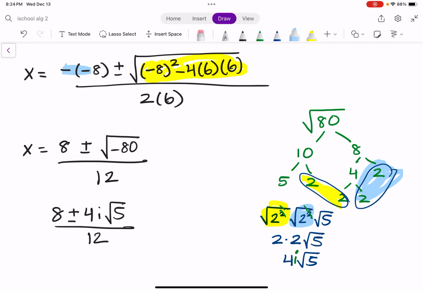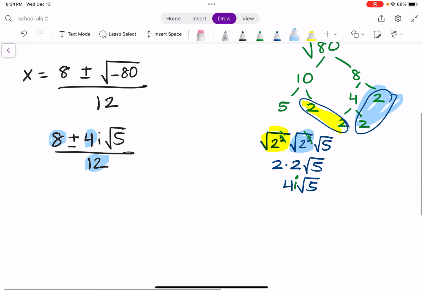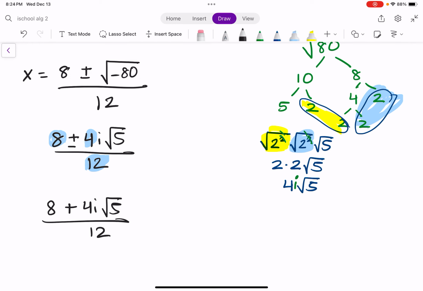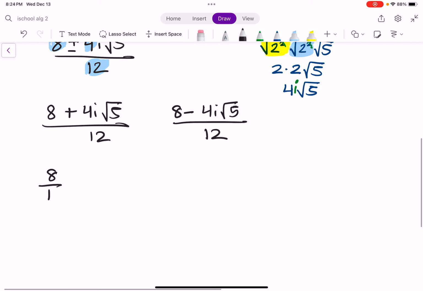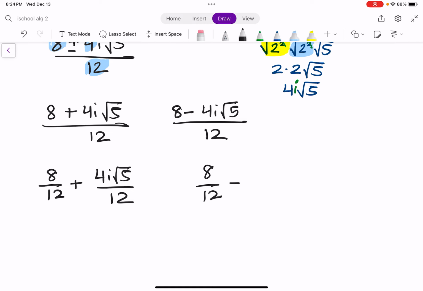Now I'm asking myself, okay, what does 8, 4, and 12 go into? Actually, I'm going to do it this way. Sorry. I'm going to first split it up. So I have 8 plus 4i square root of 5 over 12, and 8 minus 4i square root of 5 over 12. And then I'm going to split it up even further. I'm going to say 8 over 12 plus 4i square root of 5 over 12, and then 8 over 12 minus 4i square root of 5 over 12.